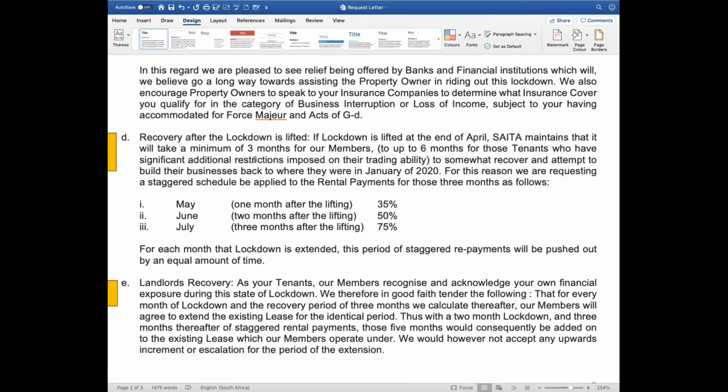Joseph, a clothing shop. Let me read this to you. SITA maintains that it will take a minimum of 3 months for our members, up to 6 months for those tenants who have significant additional restrictions imposed on their trading ability, to somewhat recover and attempt to build their businesses back to where they were in January 2020. That takes care of not only the restaurants and alcohol issue, but everything else.